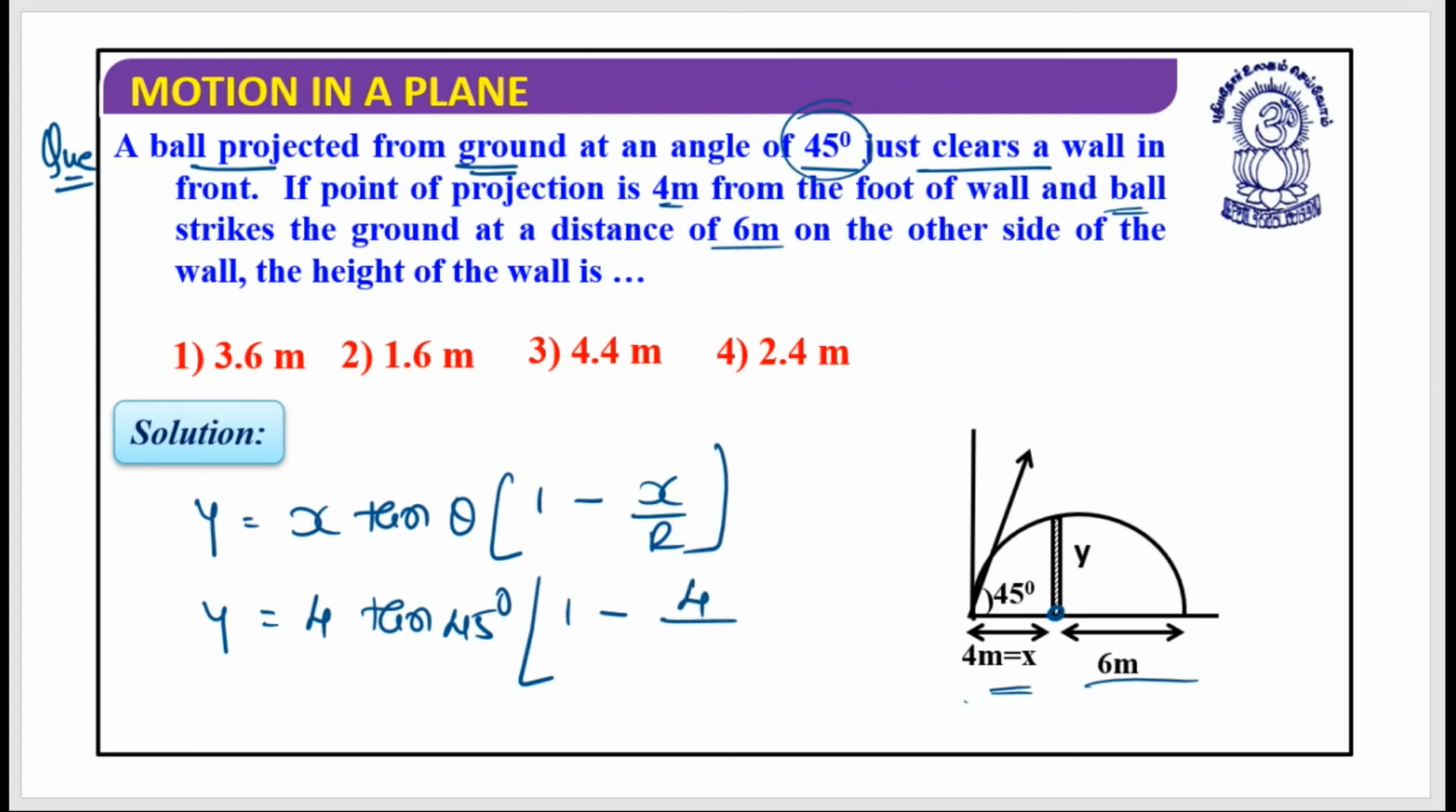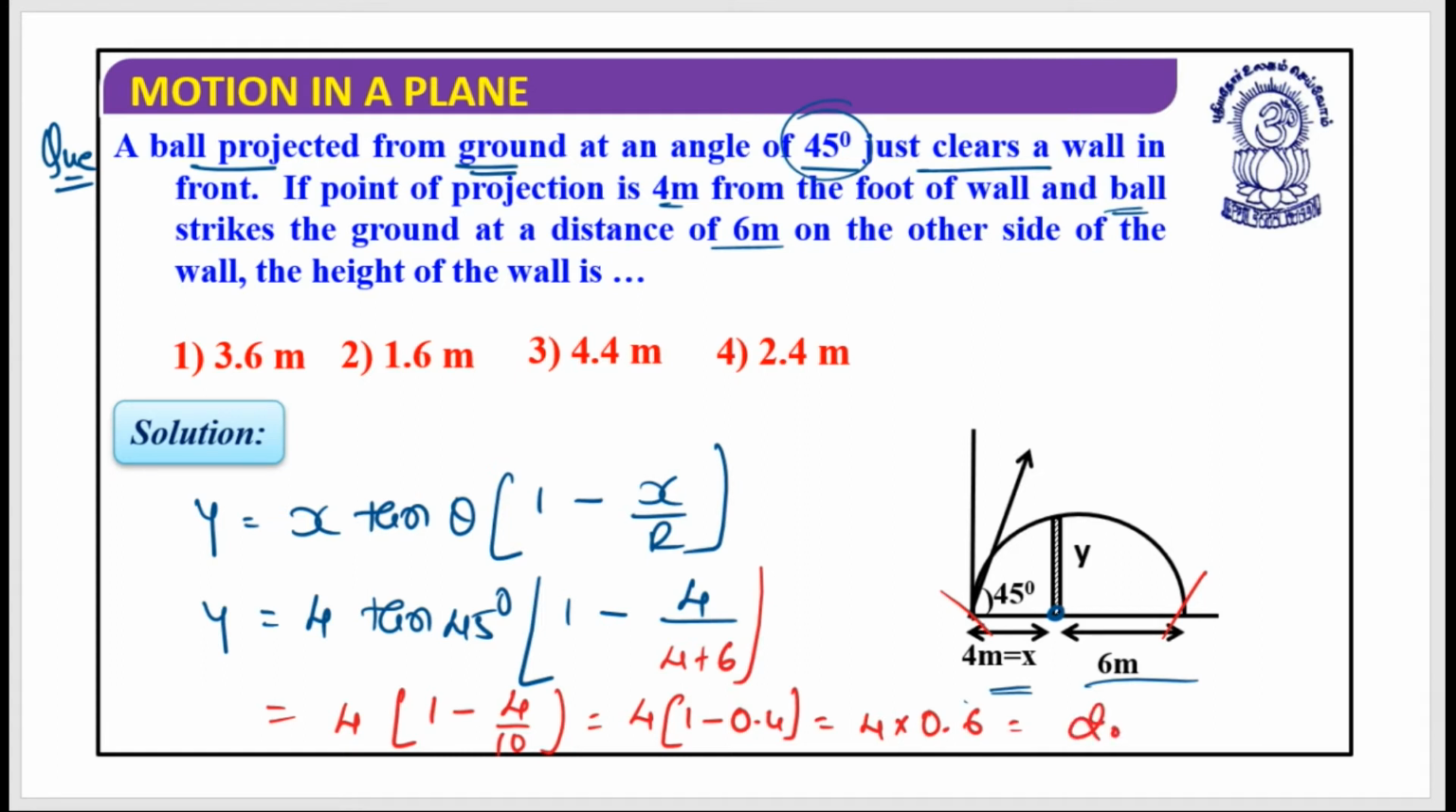it's a 4. Now range, what is range? It is starting from here and it is ending up at here, so it's 4 plus 6. This is the range. So this is 4 into tan 45, which is 1, into 1 minus 4 by 10. So this is equal to 4 into bracket 1 minus 0.4. This is 4 into 0.6, which is 2.4 meter.